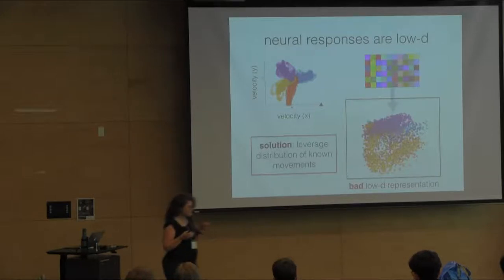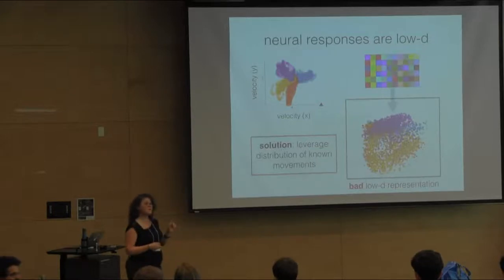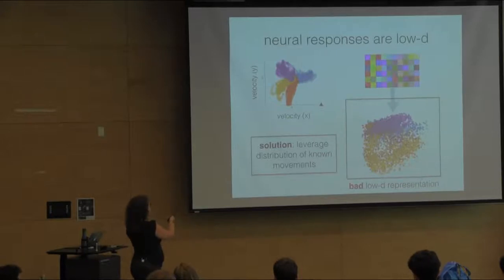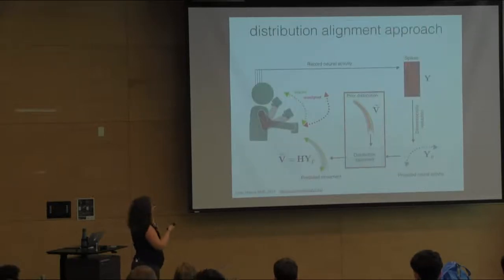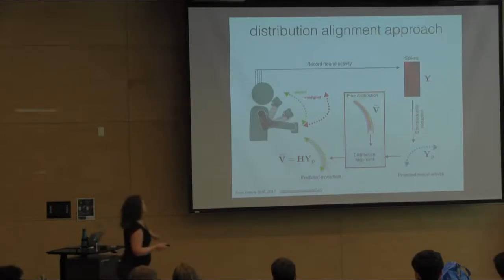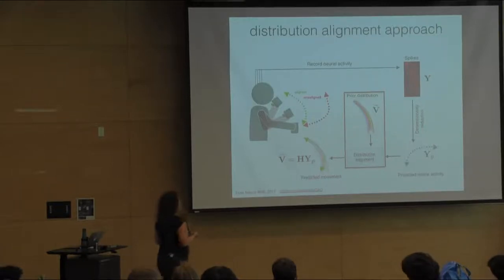So our solution was to leverage the distribution of what we know the subject is trying to do. We know the different reaches that they're making, and so we have a strong prior on the space of those movements, and we want to leverage it when solving our dimensionality reduction problem. What we do to carry that out is something we call distribution alignment decoding, or DAD. We have a recent paper this past year, and we also have code available on GitHub.